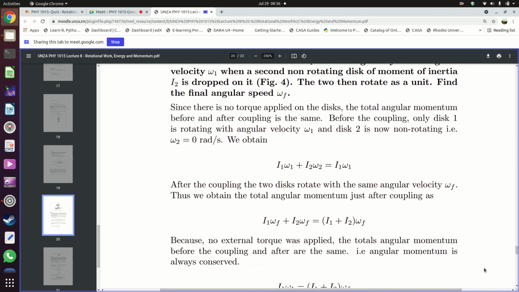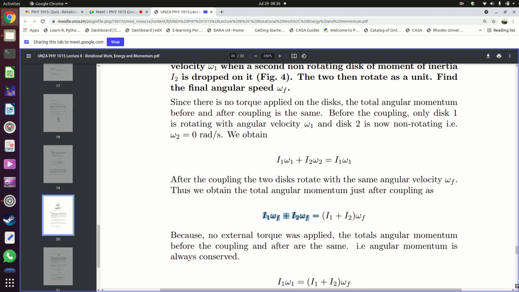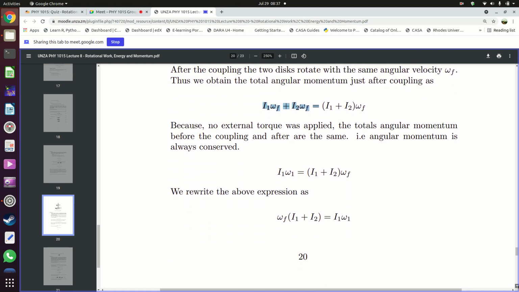I'll need to redo or rewrite this example. It doesn't look very nice, and I'm not happy with the way I've written it here. So I need to rewrite this part here. I also need to write this part here just after the class. Then I can re-upload the notes, and then you can have a look. Okay. So that is about coupling.